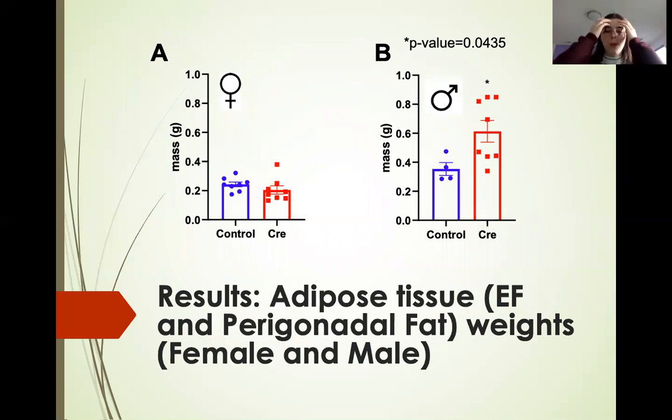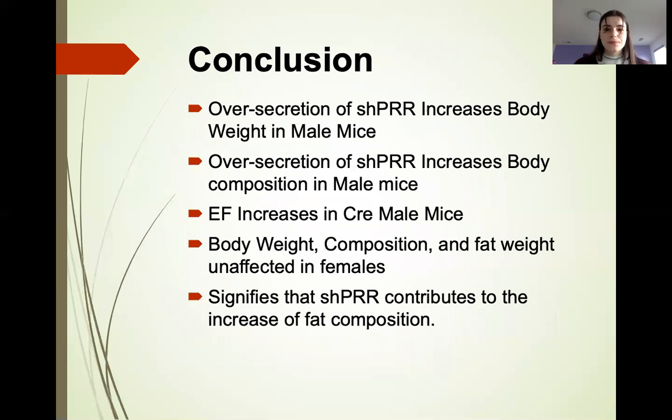And then I took the weight of an adipose tissue, the epididymal and perigonadal fat that I was talking about earlier, to pinpoint where this is occurring. And as you can see in female mice, there is no increase like we've been seeing, but in male mice, there is a significant increase in the adipose tissue weights at the end of the experiment, signifying that sPRR does contribute to the overall weight of the tissue and makes it bigger, which does contribute to obesity.